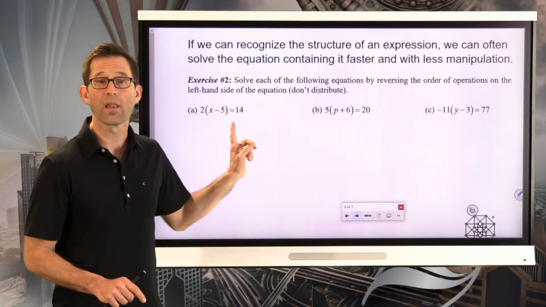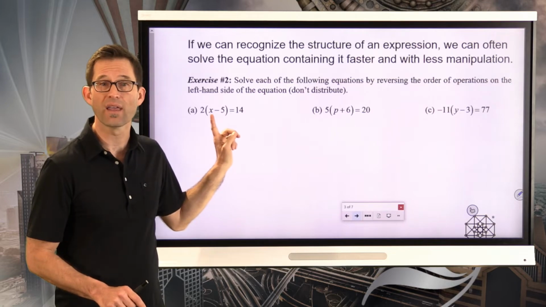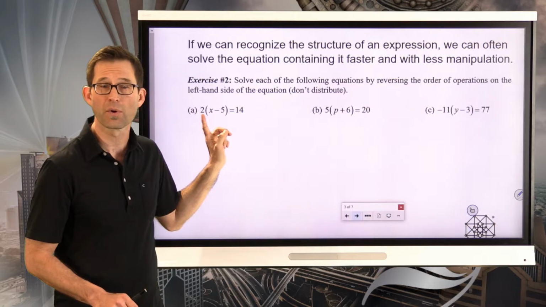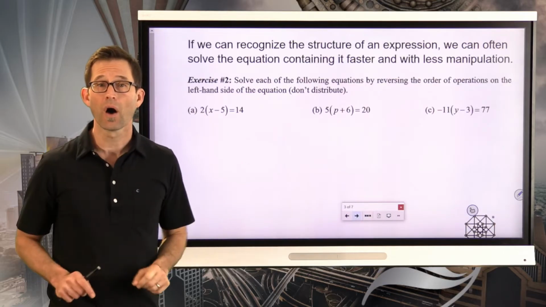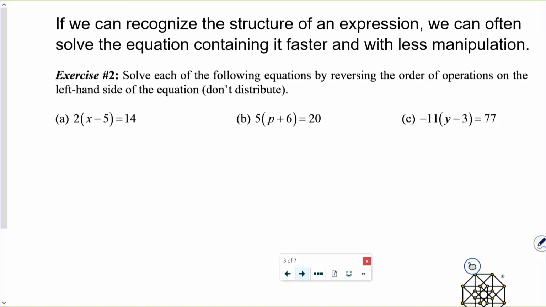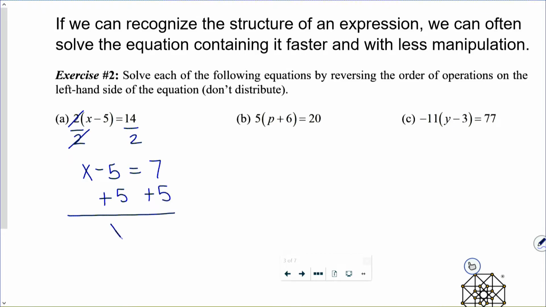Again, just analyzing the structure on the left-hand side, I've taken x and I've subtracted 5, and then I've multiplied the entire expression by 2. So to solve it without using the distributive property, the first thing I'm going to do is divide both sides by 2. That's going to leave me with x minus 5 on this side. 14 divided by 2 is 7. And so I'm then going to add 5 to both sides. And that's going to give me x equals 12.